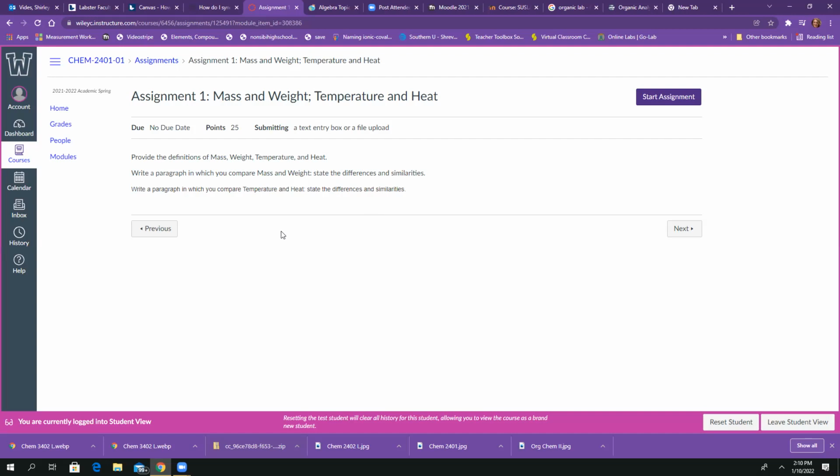Although it does have matter, which makes it a mass also, but still not the right kind of mass. And then you are going to compare what mass and weight are, stating both differences and similarities. And then you're going to tackle temperature and heat, and you're going to also state the differences and similarities. And that's basically it. And you are going to get 25 points for that.